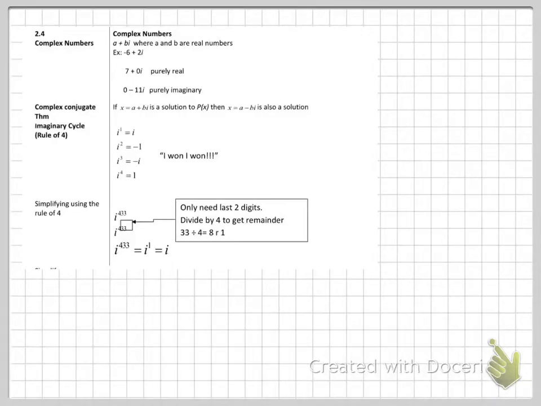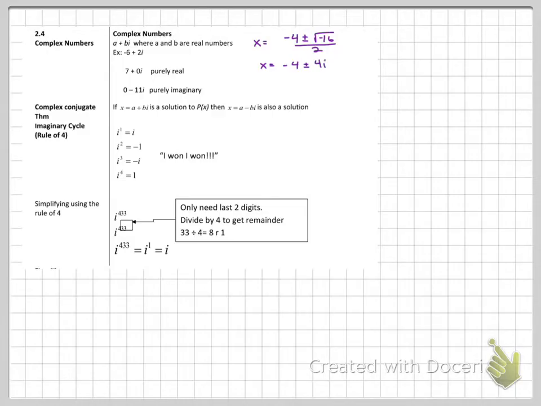Okay, 2.4, complex numbers. Complex numbers: a plus bi, where a and b are real numbers, and i represents an imaginary number. You dealt with complex numbers in Integrated 2. Maybe you were solving a quadratic formula, and you got something that looked like this. You were taught, you should remember, the square root of negative 16 is really 4i.